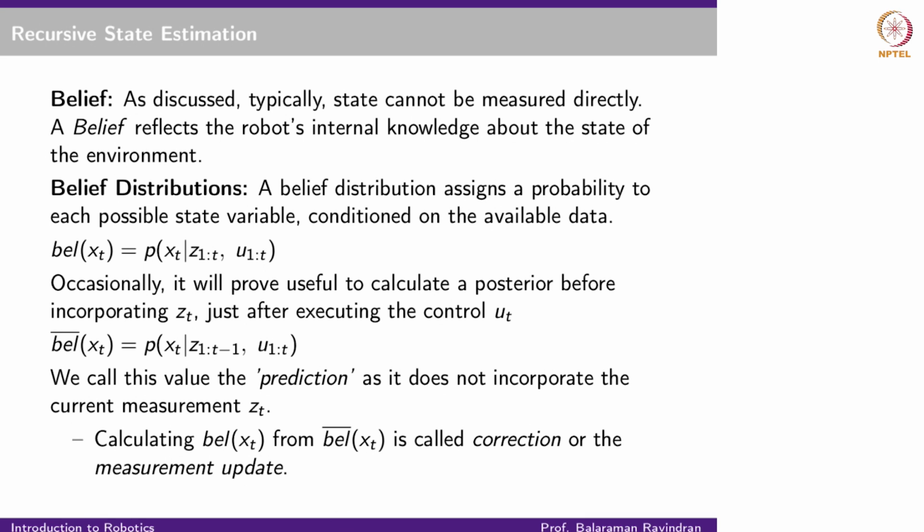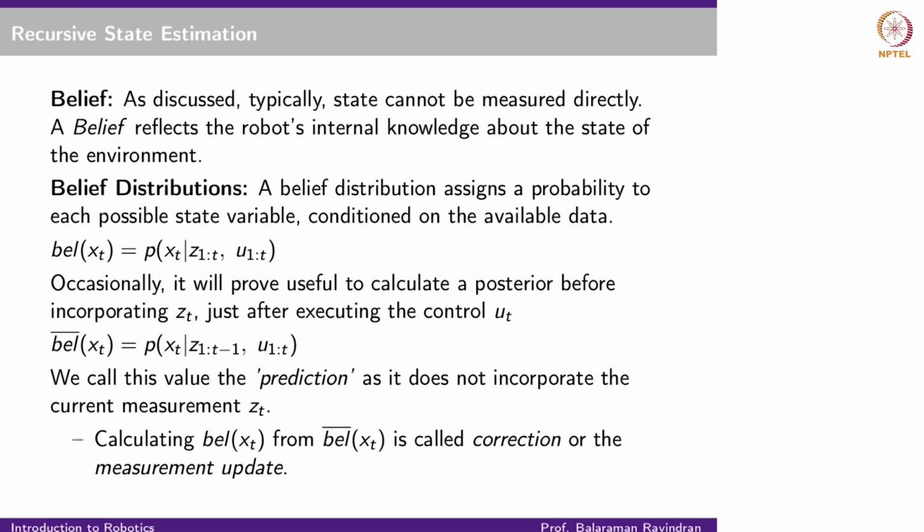And so we call this estimate of the robot, the robot is essentially trying to decide what state it is in. At any point of time, this internal confusion about the actual state the robot is in is captured in what we call a belief. The belief essentially reflects the robot's internal knowledge, or internal confusion if you would, about the state in which it is in.